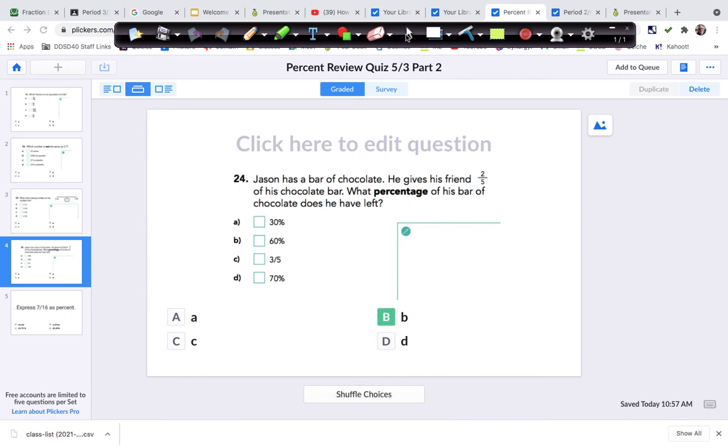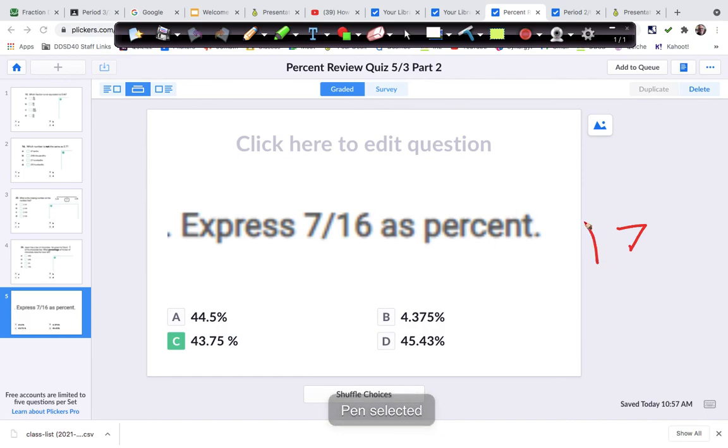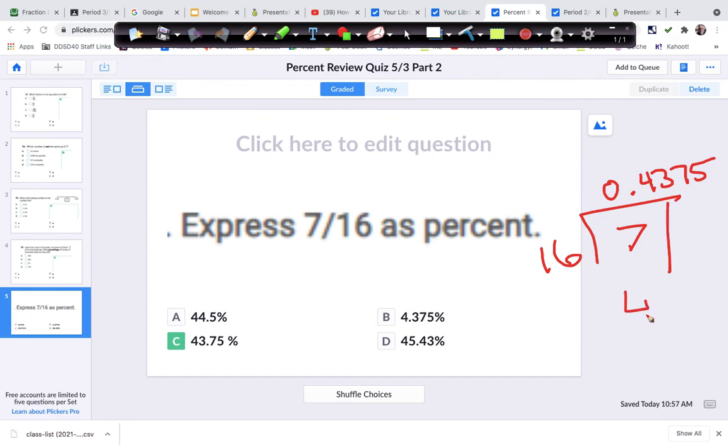And we didn't get to this problem, but if you're watching this video so that you can do the makeup option, if you have a calculator, you're going to do this. You're going to grab a calculator and do 7 divided by 16 on the calculator. And it's going to give you 0.4375. That gets turned into 43.75%.